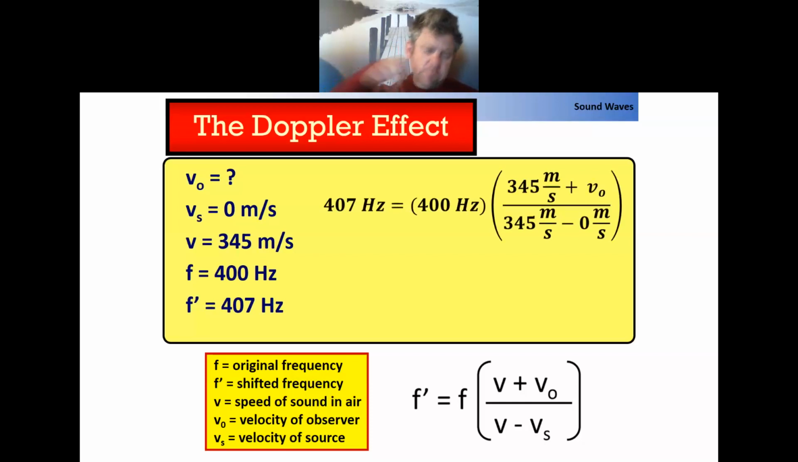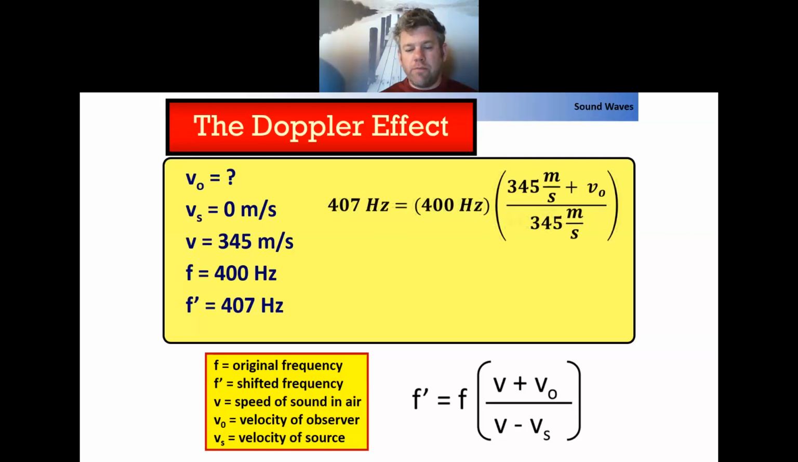Now, let me show you the steps on how to do this. The 407, that's the one that Linda heard. The 400 is the one that was from the source, the original. 345 is how fast that sound is moving in the air. Our source on the bottom, 0. Again, the reason for that being 0 is it's not moving. Directionality does become important. Our observer, that's the one we're going to find out. Let's start running this thing. So I cut out the source on the bottom there.